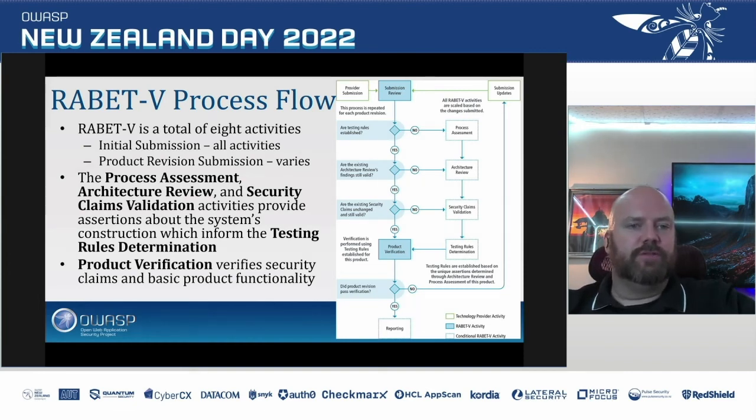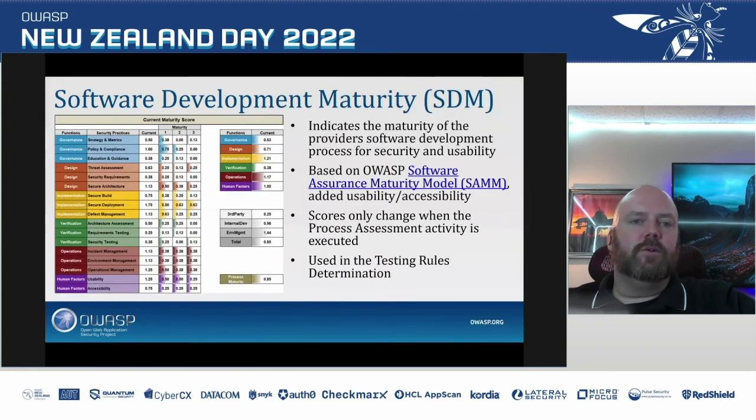Like, how mature is your development process? How mature is your architecture for your software? And then how well did you actually implement based on that? For the process assessment part, we've taken SAMM and added a little bit more to it. A big factor within election technology is usability and accessibility, so we've actually created a sixth function and added that in there.